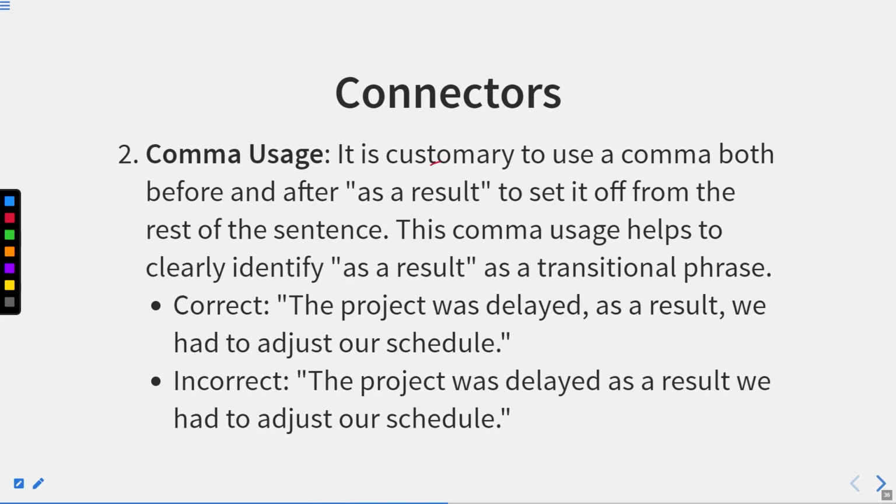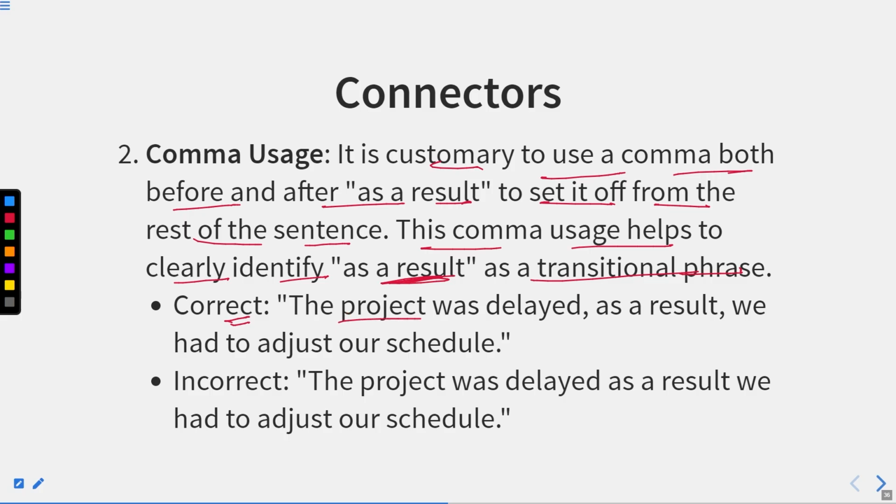Comma usage. It is customary to use a comma both before and after the "as a result" phrase to set it off from the rest of the sentence. It means to separate it from the rest of the sentence or to highlight it. This comma usage helps to clearly identify "as a result" as a transitional phrase. It means it is a transitional phrase which makes the transfer from the prior information to that of the result. Okay.